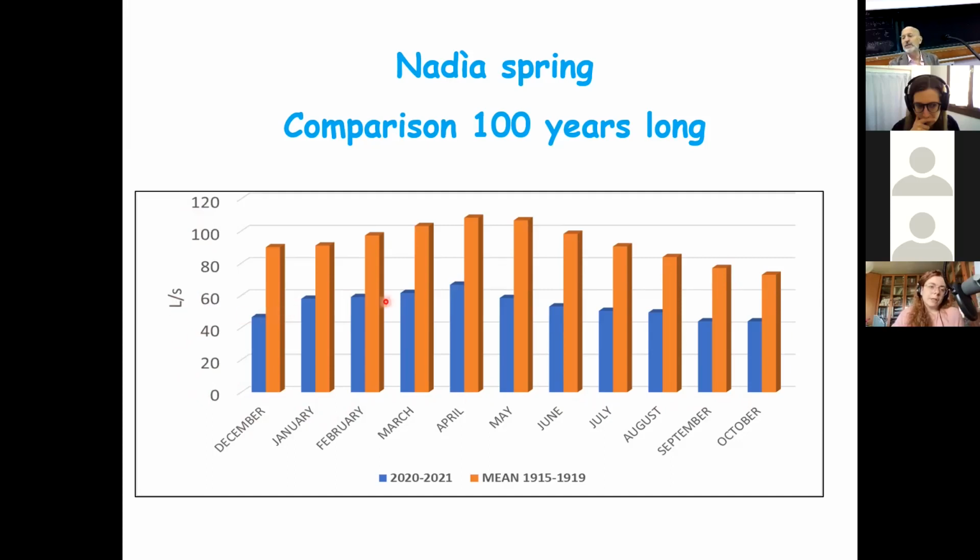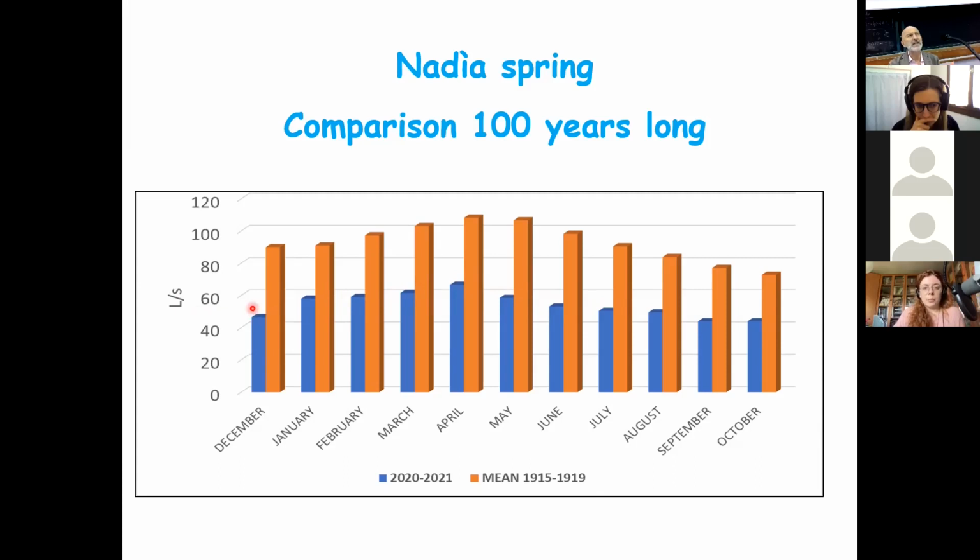With the blue color, you have the nowadays behavior of the spring, 2020-2021. You see that the spring has a lower value of discharge of about 40 liters per second. It increases during the spring. It arrives to a peak in April, about 60, and then goes down to October.